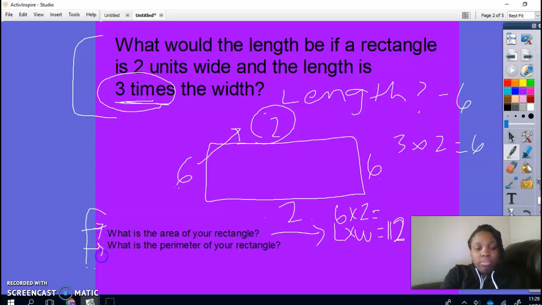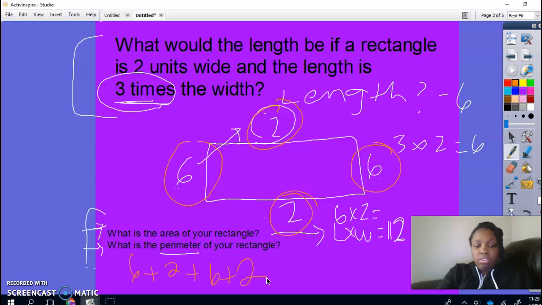So now I got to look at this next one. What's the perimeter? So think about perimeter. What is the formula for perimeter again? Yes, perimeter is length plus width plus length plus width. So you're adding up all the sides. So I need to add up every single one of these numbers. So 6 plus 2 plus 6 plus 2. 6 plus 2 is 8, plus 6 more is 16, plus 2 more is 18. Or did I do that right? No, I didn't do that right. 12, 13, 14, sorry, 16. So the perimeter is 16.